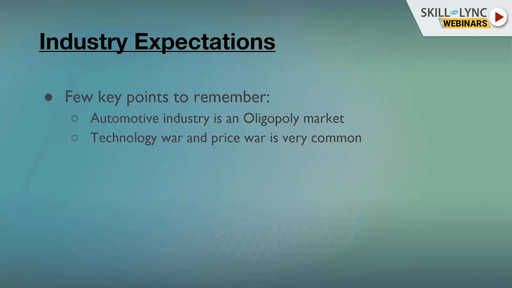Technology war brings in innovation, which is protected by IPs and patents, and gives the automotive manufacturer an upper hand. For example, if we see Apple phones, their price is very high, but their sales rely on the technology. All the new versions that come out have some new technology in them.